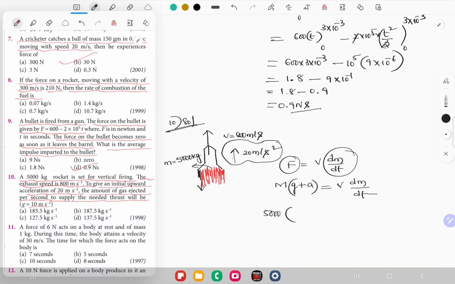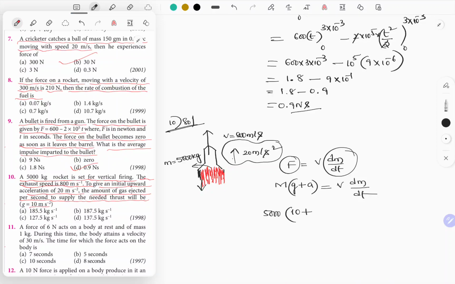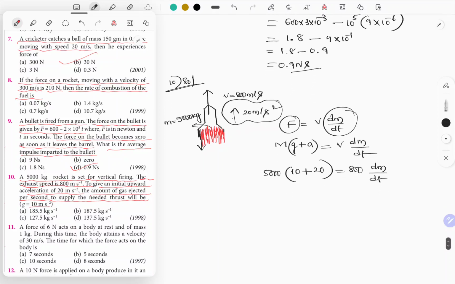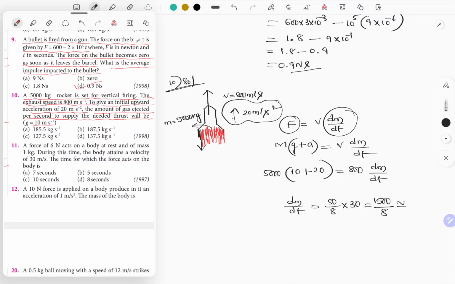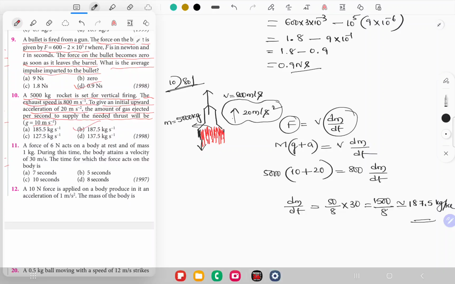So mass of the rocket they have given is 5000. Acceleration due to gravity given in the question itself, which is 10, plus acceleration of this rocket is also given, which is 20, which is equal to velocity with which it is moving, 800, into dm by dt. So dm by dt is equal to 50 by 8 into 30. It is going to be 1500 divided by 8. So if you solve this equation, you are going to get the answer approximately 187.5 kg per second. That's the answer. So which option matches? Option B is correct.